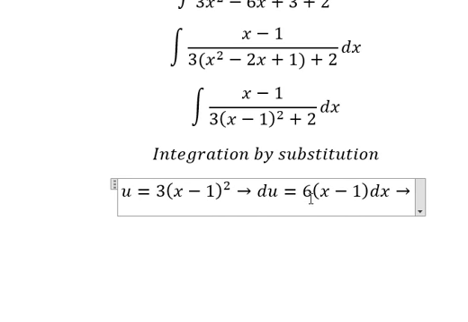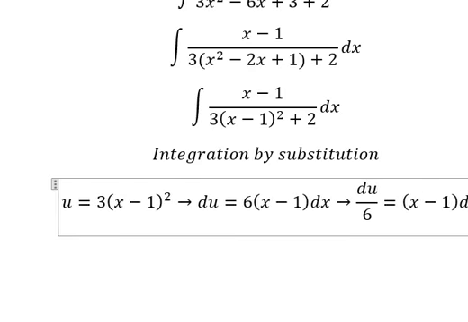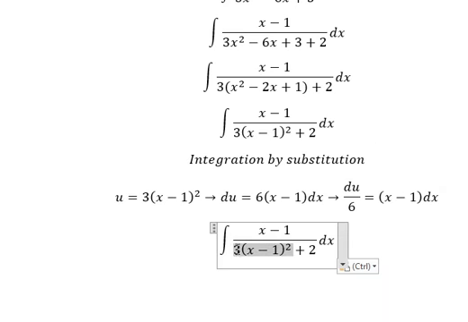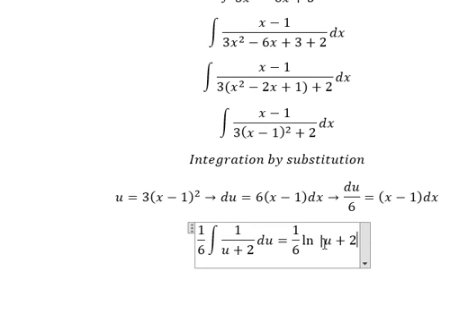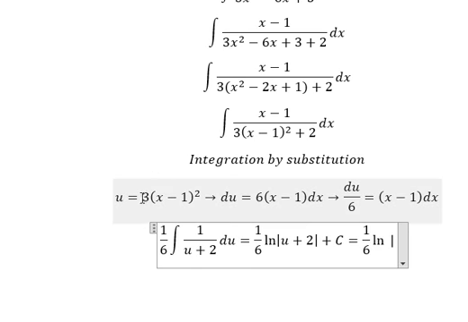Later, we need to divide both sides by 6, because we don't have 6 in here. This one we change to u. The x minus 1, the x we change to this one. The integration of this one, we have ln of the absolute value of u plus 2, and we put plus c. Then u is this one.